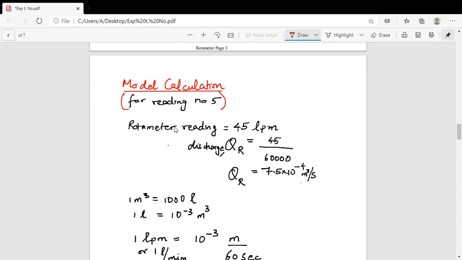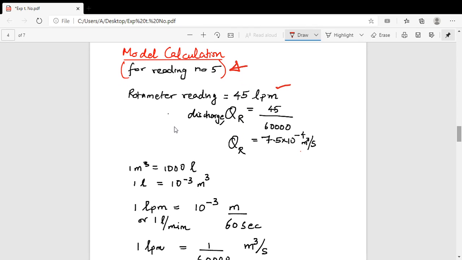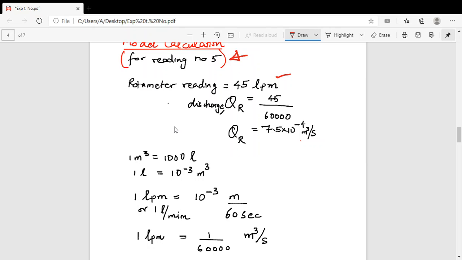So I am taking reading number 5. For reading number 5, the rotameter reading is 45 liters per minute. This 45 liters per minute has to be converted to meter cube per second. So I am dividing by 60,000. So how this 60,000?